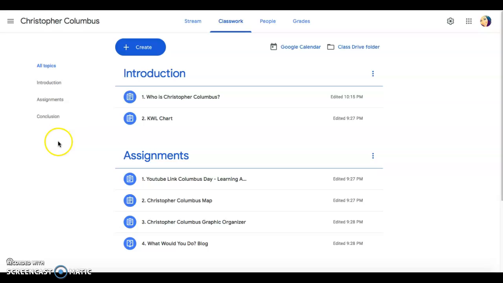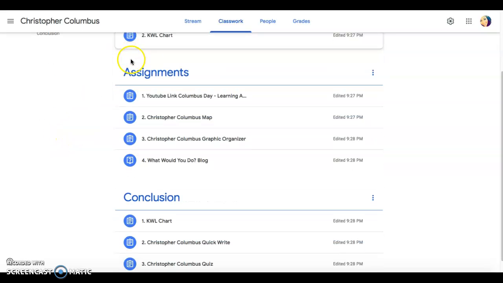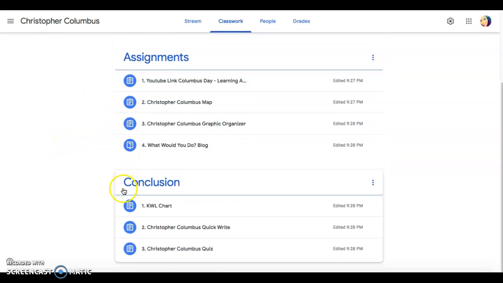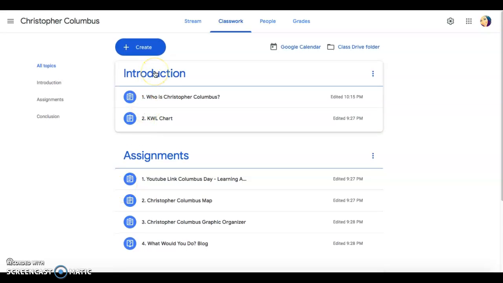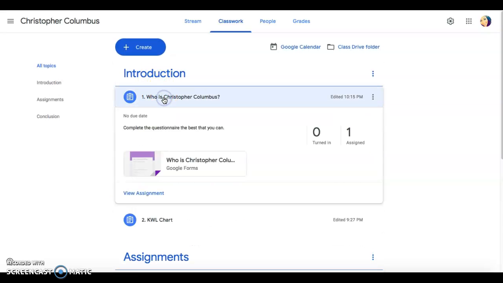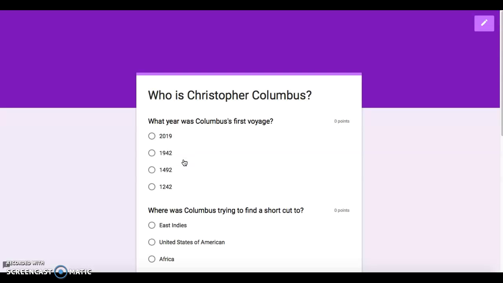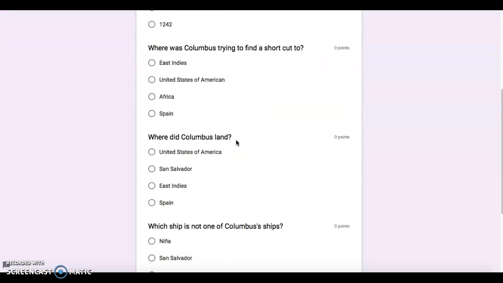I divided up my unit into introduction, assignments, and then conclusion. So the first introduction assignment is a quiz about who is Christopher Columbus, although I called it a questionnaire because I didn't want to freak them out about a quiz, but I also didn't want to say that it wasn't graded. I just want to see what they already know about Christopher Columbus.